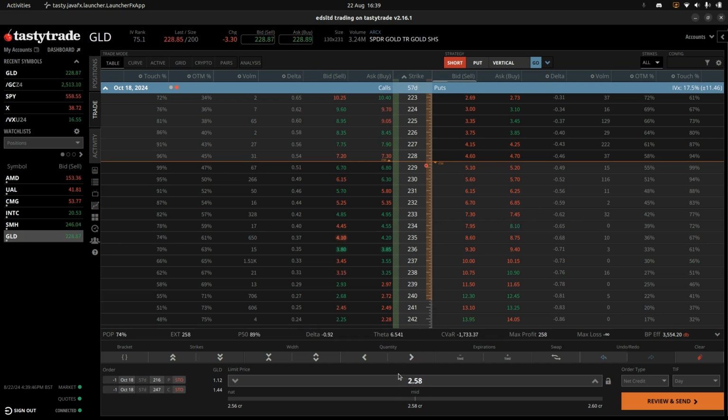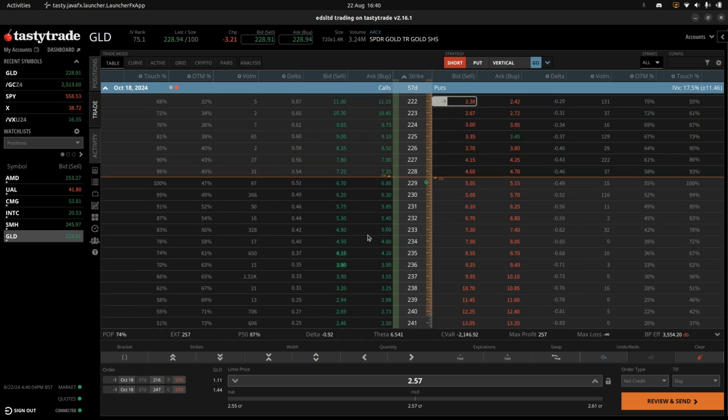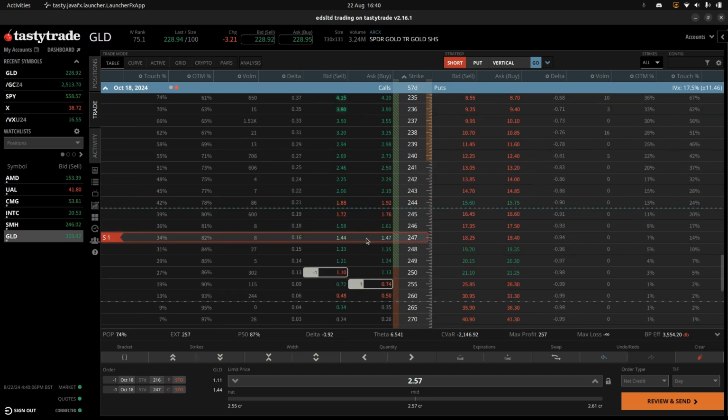Let's say, for example, if halfway through the contract you collect half of the premium. Well, if you were to take profit at 50% of 257, you've got an 88% chance of hitting that as opposed to 74. So this is a very high probability trade, right? Very high probability trade.